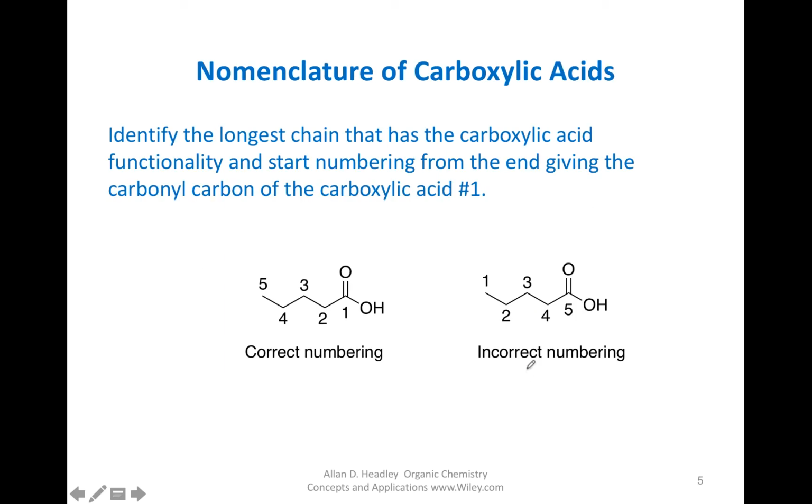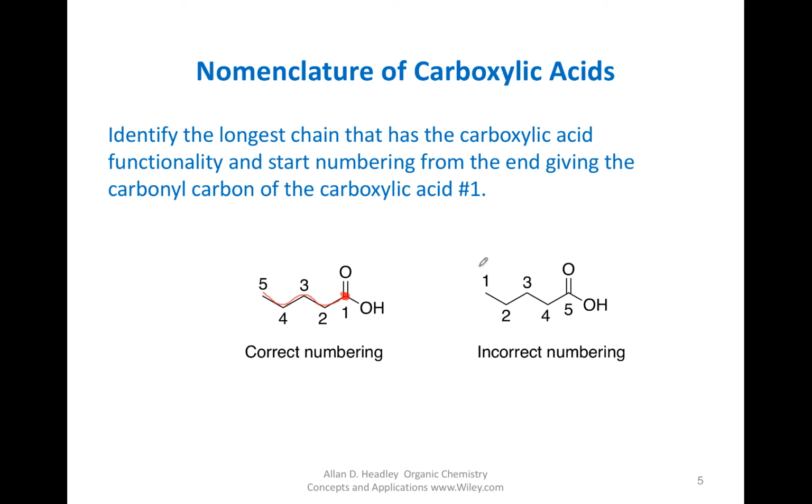Okay, let us turn our attention now into the actual IUPAC nomenclature. So here are examples of carboxylic acids. And here's the carboxylic acid right here. Here's the carbon of the carboxylic acid though. That's important because that is the carbon that we'll use in terms of the numbering. So the correct numbering is to start at this carbon and find the longest chain.